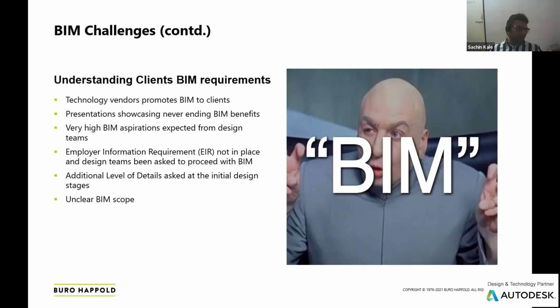Then it gets built and then goes to the facility. So the software that is being sold has some limitations when it comes to the design stage. Those limitations should be made known to the client and also to all the design teams. And we should have a clear Employer Information Requirement, or EIR for short, or a BIM scope, very clearly written. That way, the majority of the challenges that arise at the initial conceptual stages can be avoided. So this is the major challenge that we see.